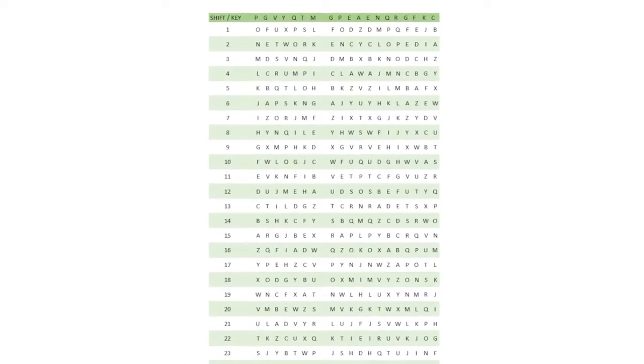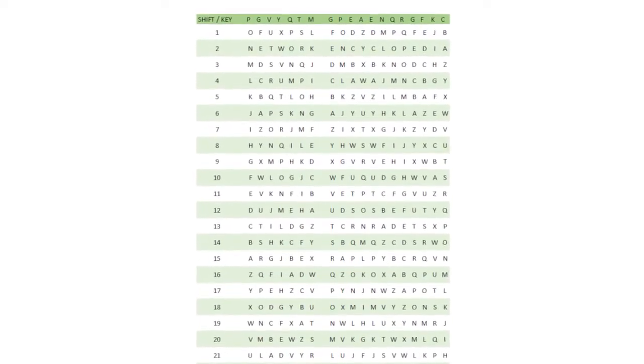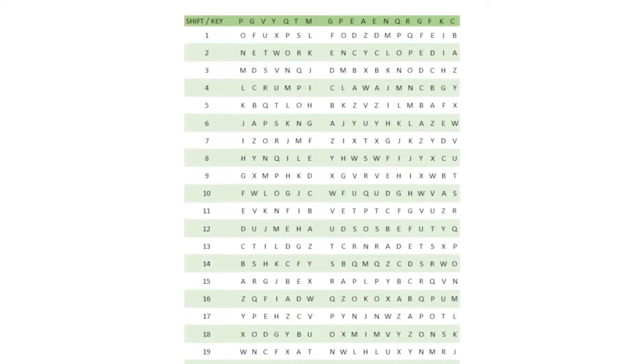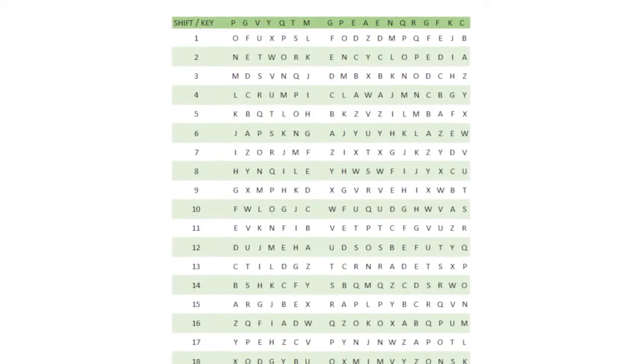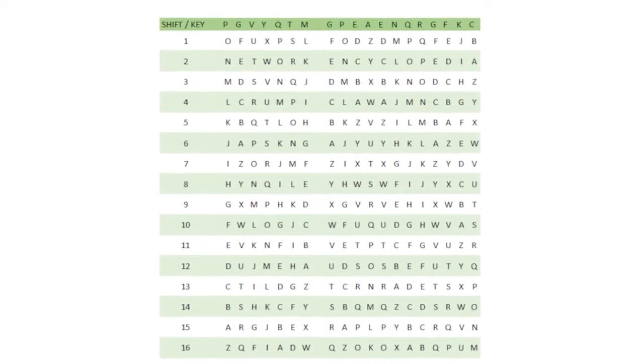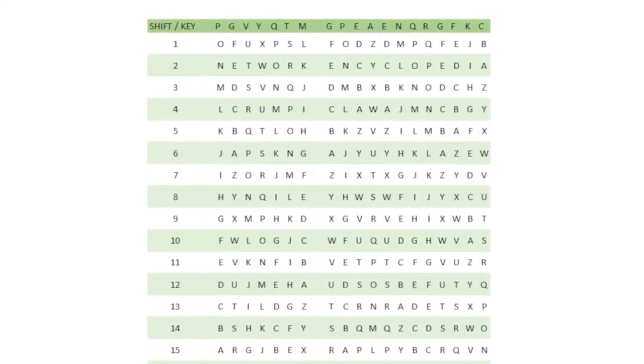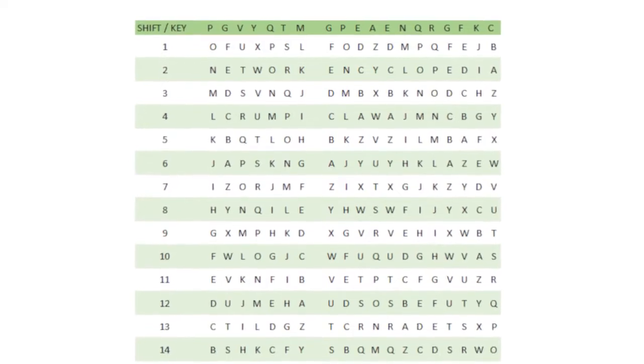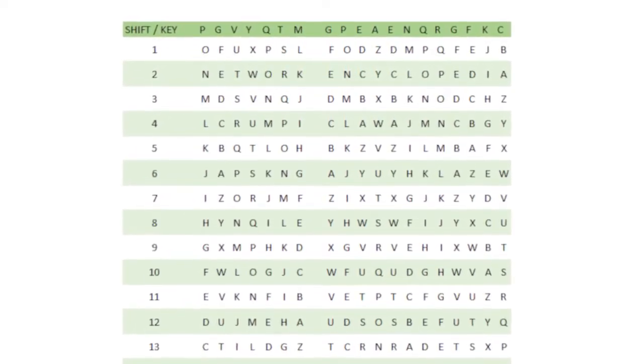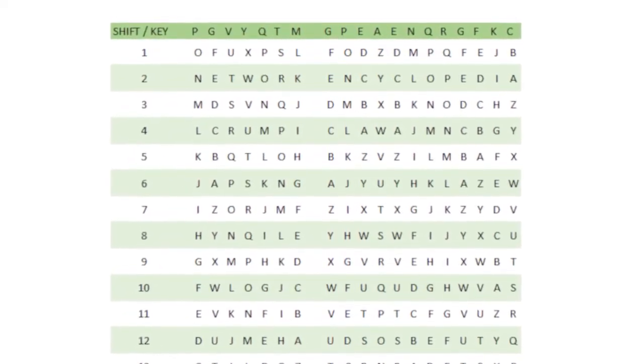Since there are only a limited number of possible shifts, 25 in the English language, they can each be tested in turn, in a brute force attack. One way to do this is to write out a snippet of the ciphertext in a table of all possible shifts. The correct text is easily recognizable by eye.